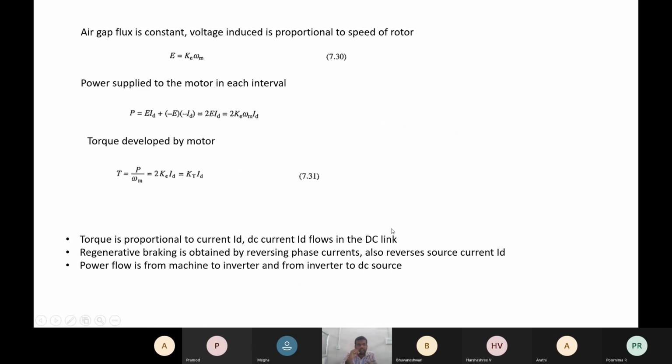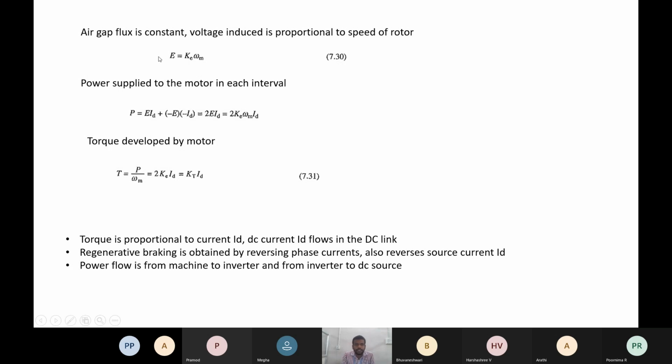Here the air gap flux is constant. As I told, it should be maximum and constant. The induced voltage is proportional to the speed of the rotor, which is given by E = Ke ωm. Here the induced voltage is our E.